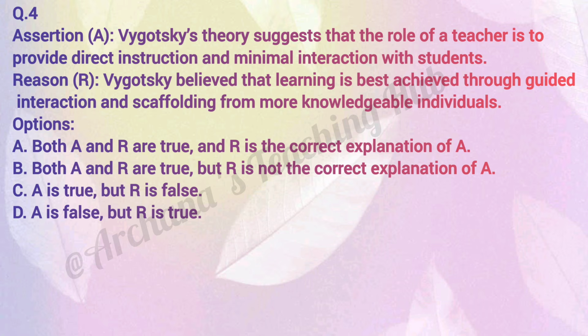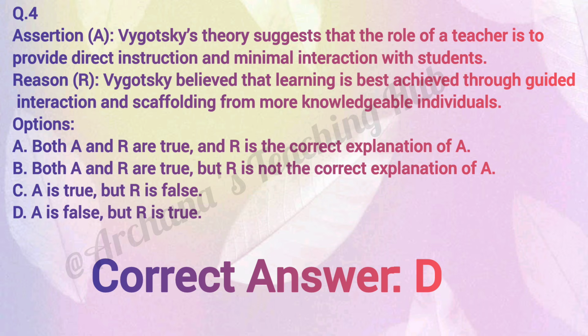Question number 4. Assertion A: Vygotsky's theory suggests that the role of a teacher is to provide direct instruction and minimal interaction with students. Reason: Vygotsky believed that learning is best achieved through guided interaction and scaffolding from more knowledgeable individuals. Correct answer is option D. A is false, R is true. Vygotsky emphasized guided interaction, not minimal interaction. Thus A is false, R is true.